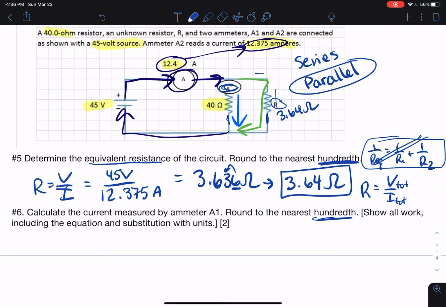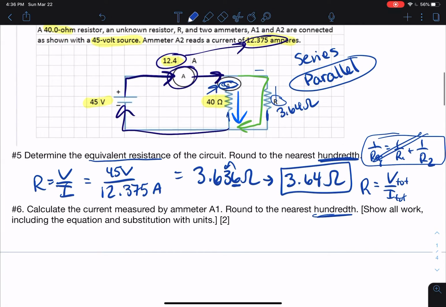Okay, question 6 says calculate the current measured by ammeter 1, round to the nearest hundredth. So ammeter 1 is this one right here with a 40 ohm resistor. For the current in a parallel circuit, we know that it's either I equals I1 plus I2, which doesn't help us out because we only know I total and we don't know I2, so we can't use that equation, sadly. But we can use Ohm's law.